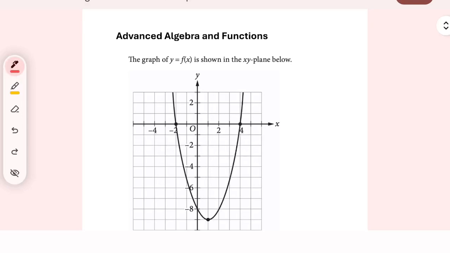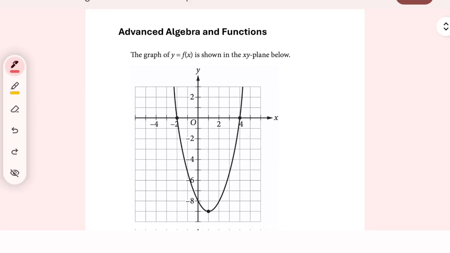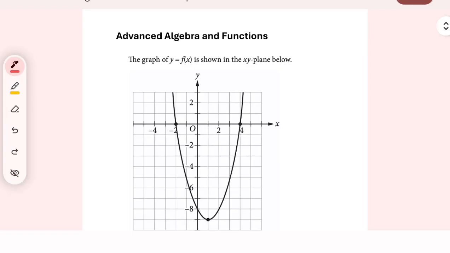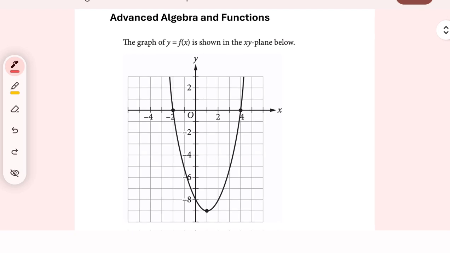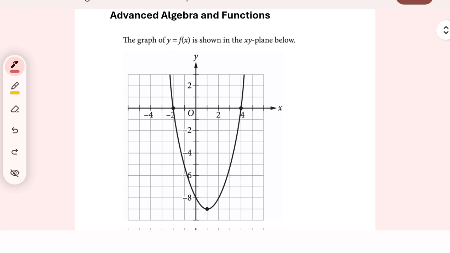Hello again. So right now we will discuss how we could solve this graph. This is for advanced algebra and functions. We are given a graph of function y. We have here the graph of y equal to a function of x as shown in the xy plane below. So this is the given graph.